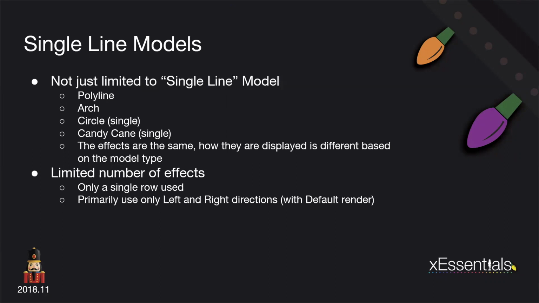And as I mentioned, only a single row is used on these. You're primarily using only left and right effect directions with your default render model. If you change it to per preview, all that goes out the window. In a couple of cases, like the candy cane, that's actually up and down versus left and right, but I'll show that to you when we get a little bit farther in here.